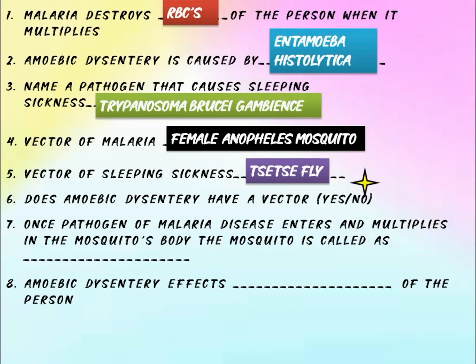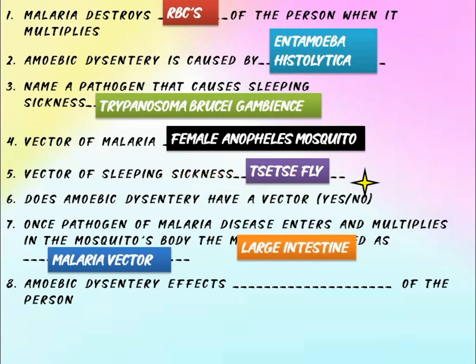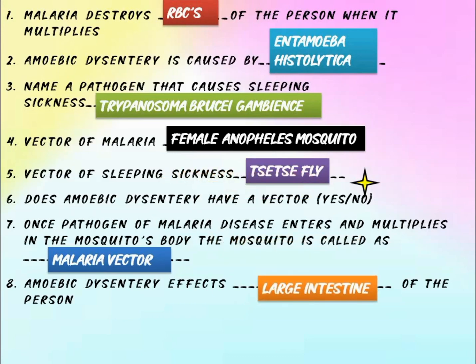So once a pathogen of malaria disease enters and multiplies in the mosquito's body, the mosquito is called the malaria vector, as I told you before, because it is going to spread the malaria. So next, last one. Amoebic dysentery affects dash of the person. Very easy. What does it affect? Large intestine of the person, right? So this is our small test.